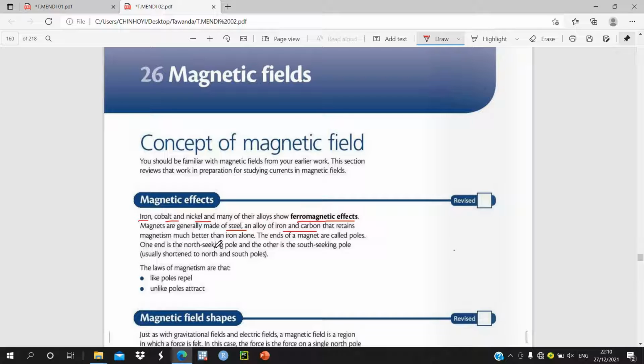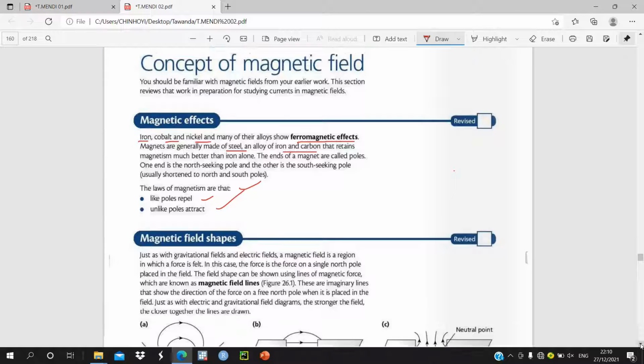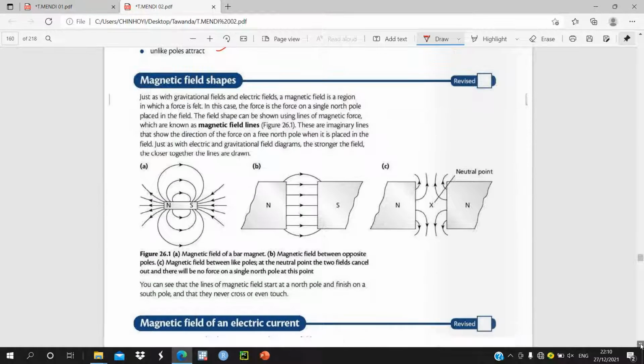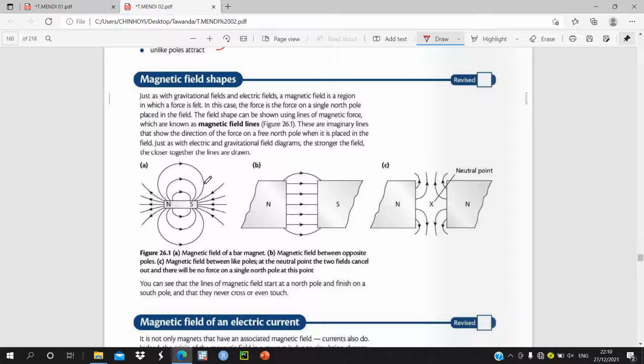One end is the north seeking pole and the other end is the south seeking pole. Usually you know the laws of magnetism from O level, that like poles repel, and unlike poles attract. Must also know this. And the magnetic field lines here, this one is the bar magnet, this one is the north and this one is the south. These are the magnetic field lines. From the north pole, the magnetic field lines are going away from the pole. Here for the south, they are going towards the pole.